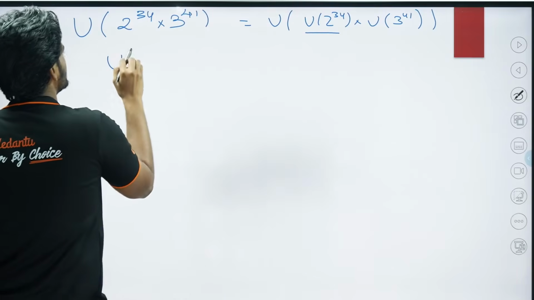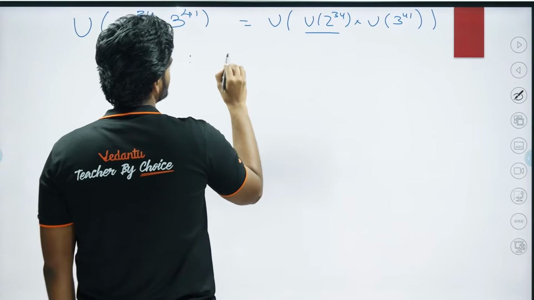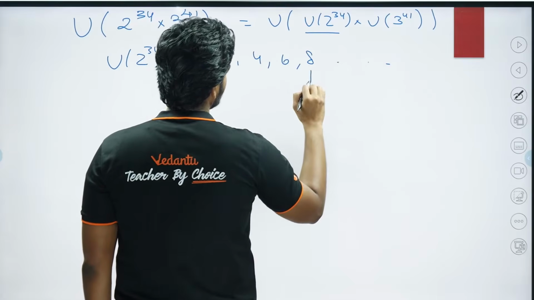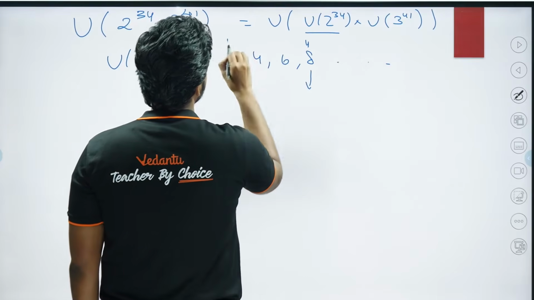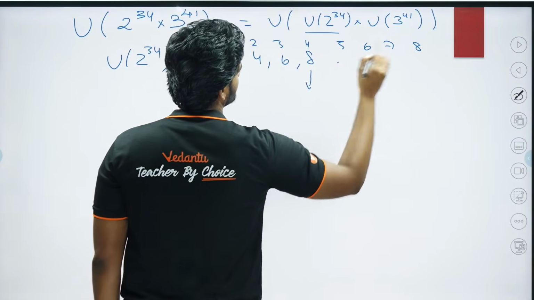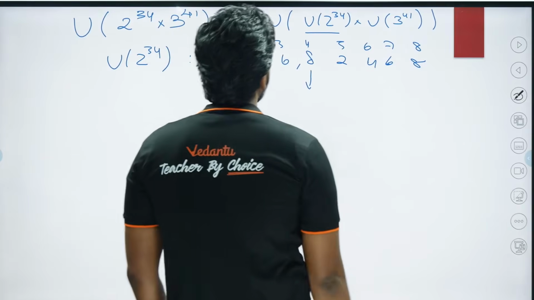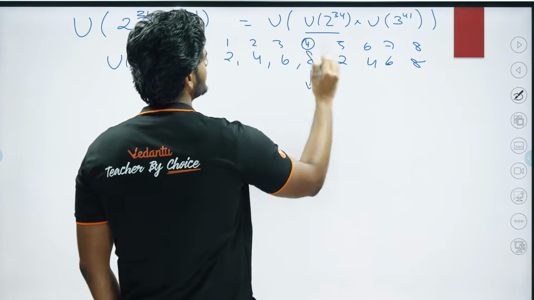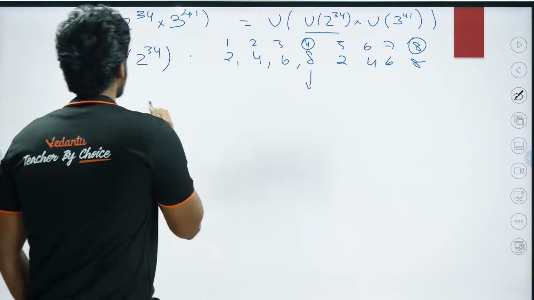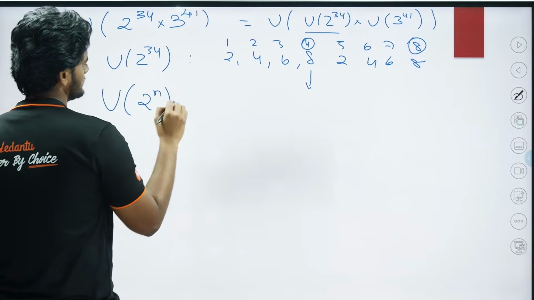What is the unit digit of 2 power 34, right? For 2 it repeats like 2, 4, 6, 8. Now 8 is when the power is 4. Let me write the powers, 1, 2, 3, 4, 5, 6, 7, 8. If you take 2, 4, 6, 8, whenever the power is a multiple of 4, the unit digit is going to be 8. So you must note this, the unit digit of 2 power n.